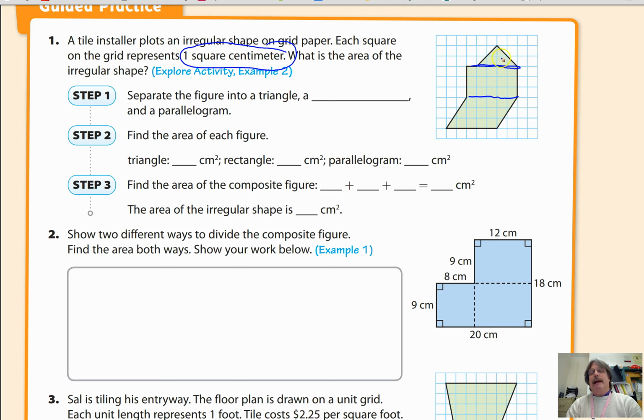I can figure out the triangle a couple different ways. You have the formulas for the triangle, for the rectangle, and for the parallelogram. You add all of those up together, and you'll be able to find out what your total shape is there. So I think you have enough information to be able to finish the guided practice.